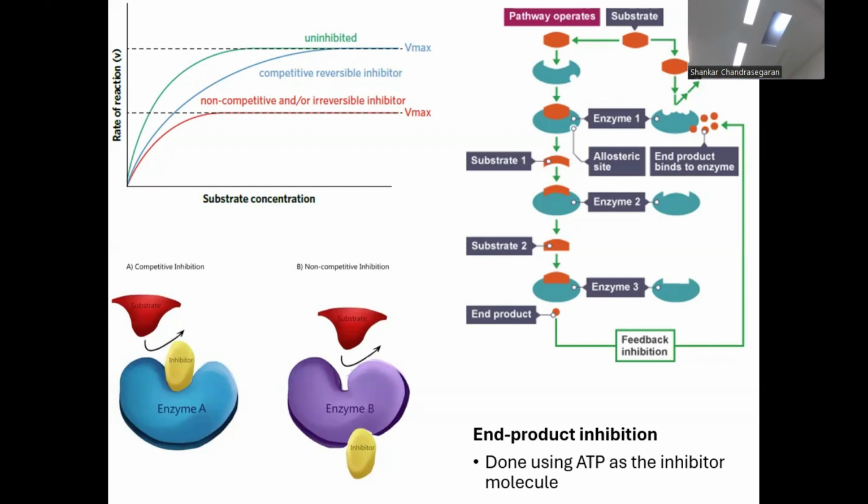And this is actually a common thing that you can see all throughout biology, where the end product ends up inhibiting the process.